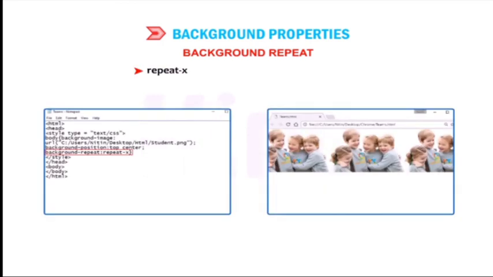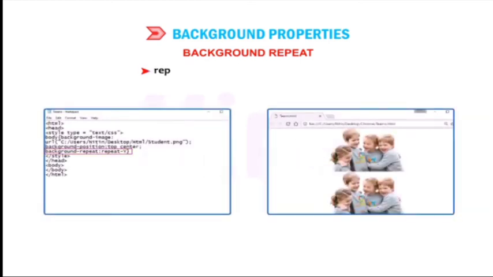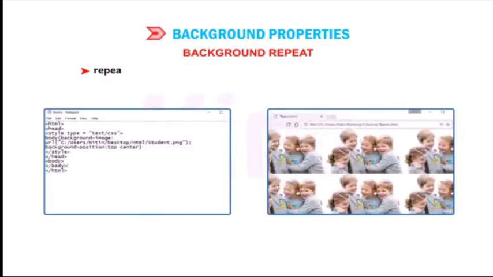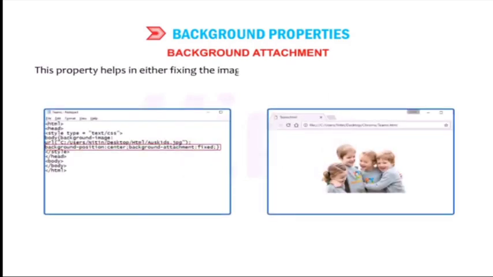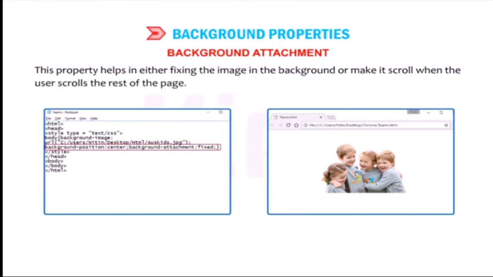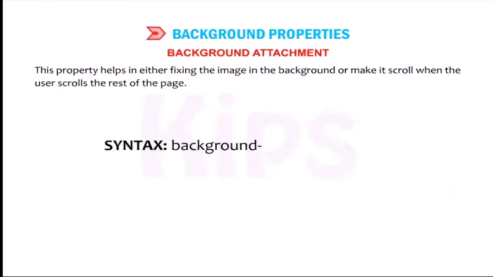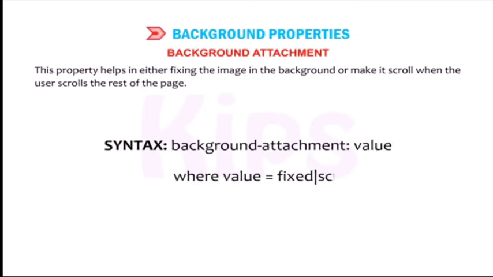Repeat-x, image will be repeated horizontally. Repeat-y, image will be repeated vertically. Repeat, default value, image will be repeated in both the directions. Background attachment. This property helps in either fixing the image in the background or making it scroll when the user scrolls the rest of the page. Syntax: background-attachment: value, where value equals fixed or scroll.